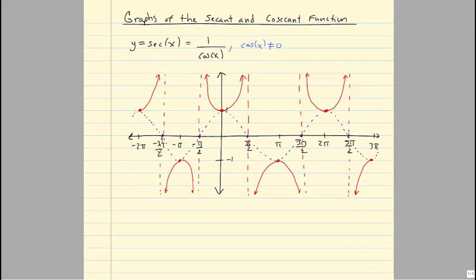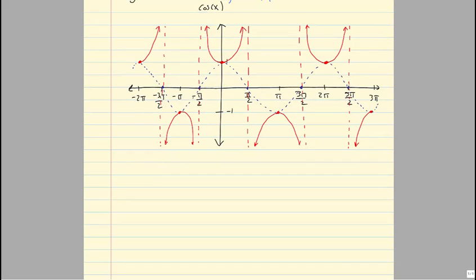So let's go ahead and write down the characteristics of the secant graph. And remember, it's based on the cosine graph. So first of all, the graph is discontinuous or has discontinuities at every odd multiple of pi over 2. So it has vertical asymptotes at odd multiples of pi over 2. And the way we would write that is x equals (2n plus 1), where 2n plus 1 stands for odd, times pi over 2.